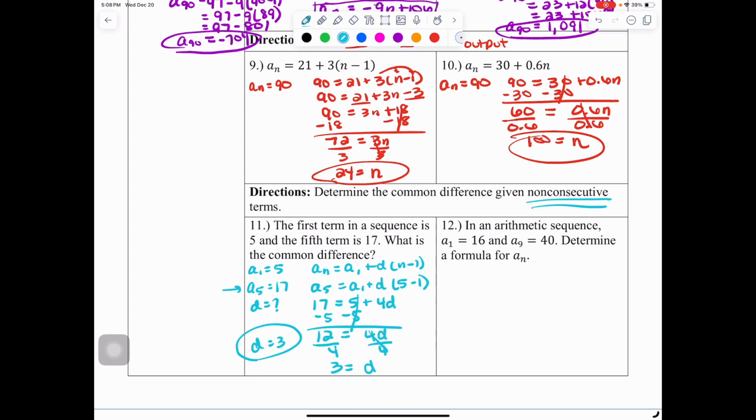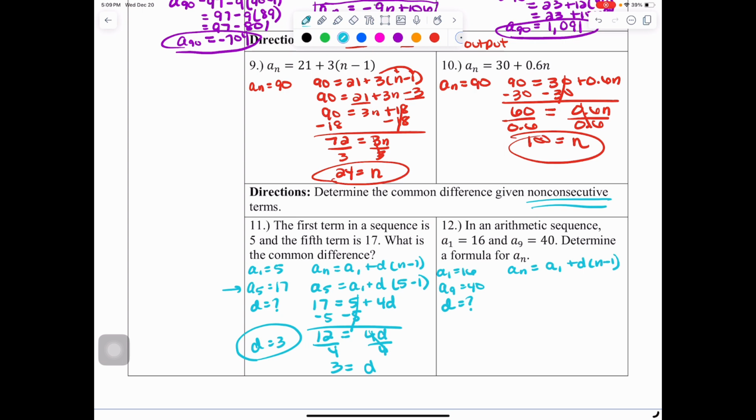So let's do another one that's similar but asks us for a little bit more. It says, in an arithmetic sequence, a sub 1 is 16. We definitely need that. And this time they gave us a sub 9 equals 40. So that's the ninth term. It says determine a formula. So if we write a sub n equals a sub 1 plus d times n minus 1, we need to set up the formula, remember we have to replace a sub 1 and the common difference. We already have a sub 1, so I can't write this formula unless I find the common difference. So I'm still starting out by looking for d.